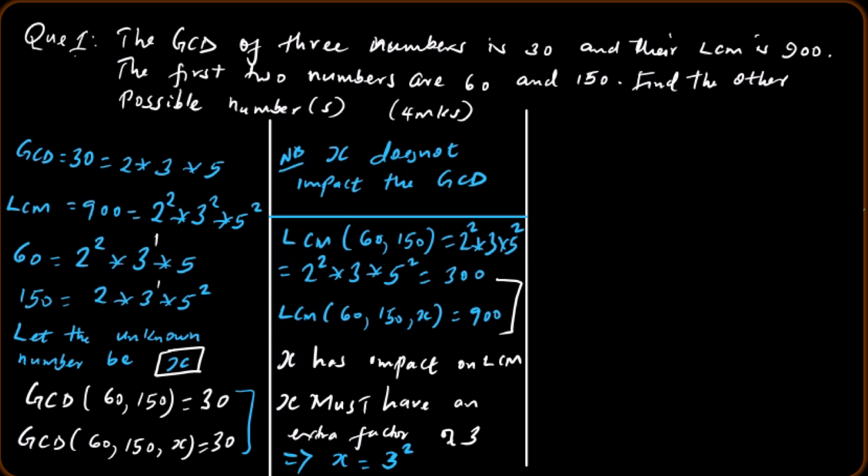Okay, remember here x was coming with a power 1 factor here, power 1 here. Therefore we have determined that there is an impact of x on LCM and the factor there is 3. Therefore x must come with an extra factor of 3, which will now be 3 power 2.